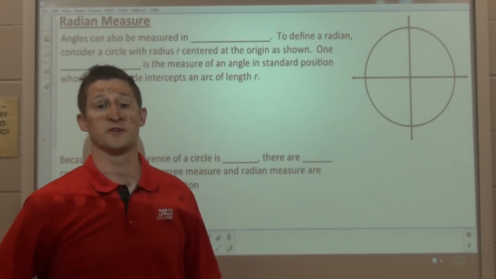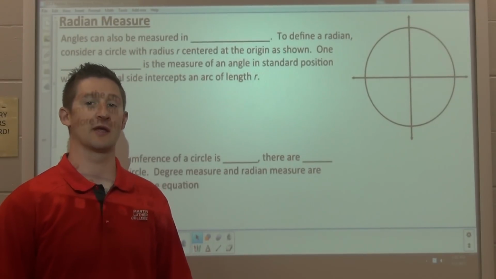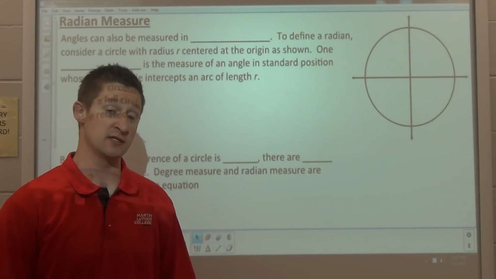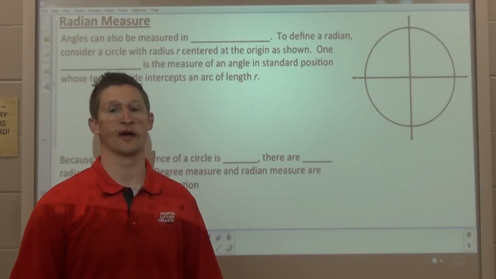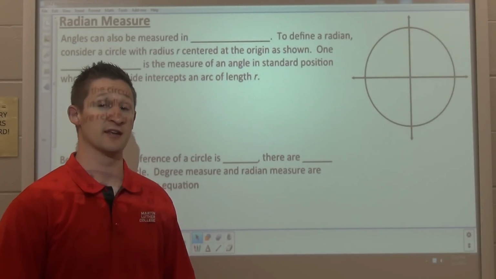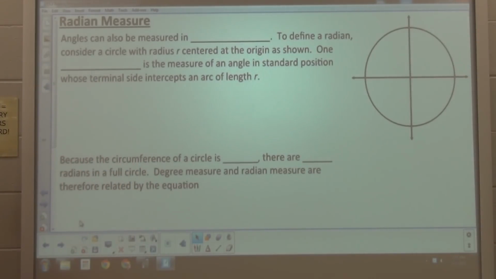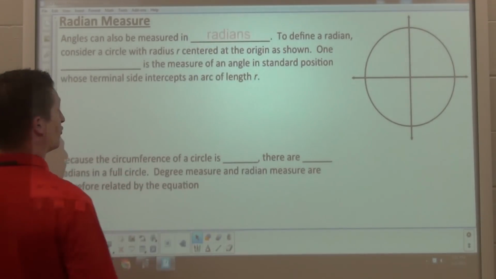In this video we're going to talk about the idea of radian measurement. Now we're used to measuring angles in degrees, but there's a different unit of measurement that you'll often see used for measuring angles, and that is the idea of radians. So, definition-wise, angles can also be measured in radians.